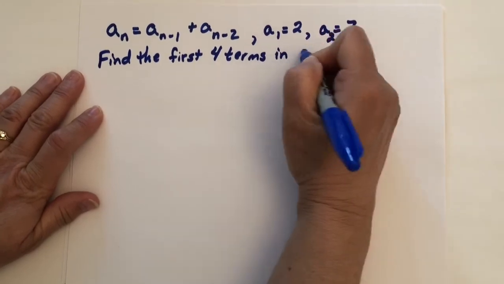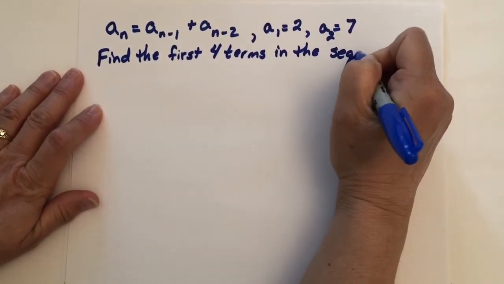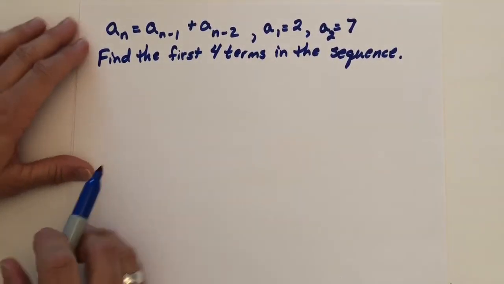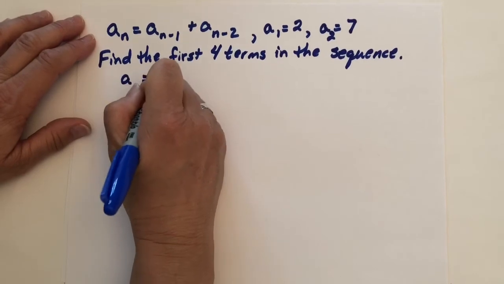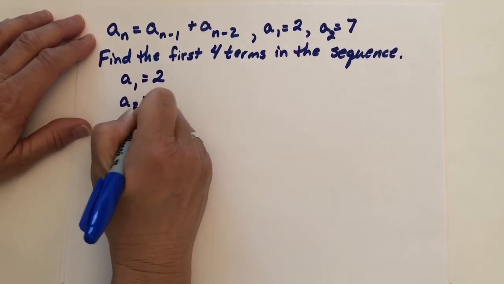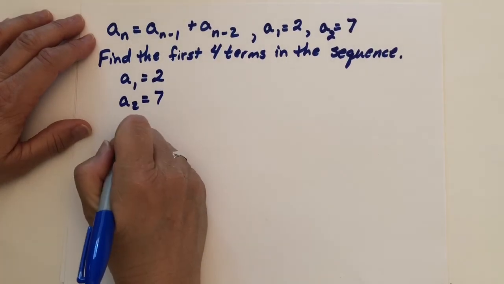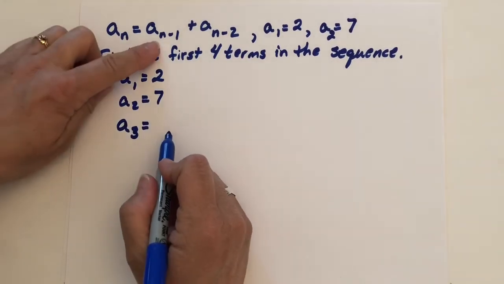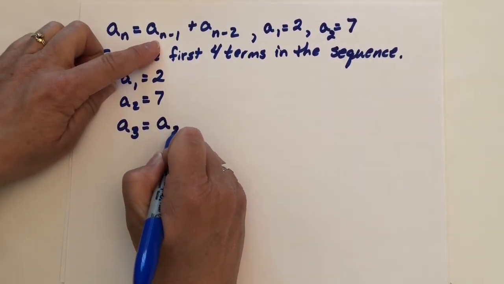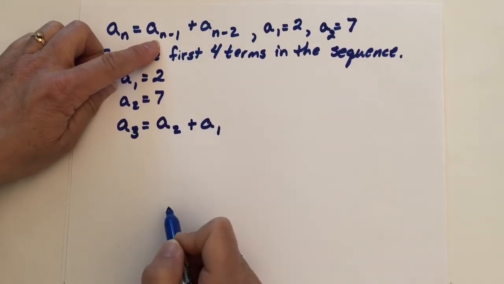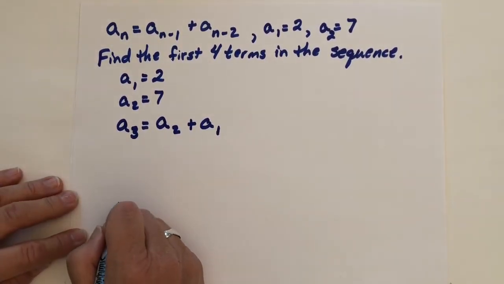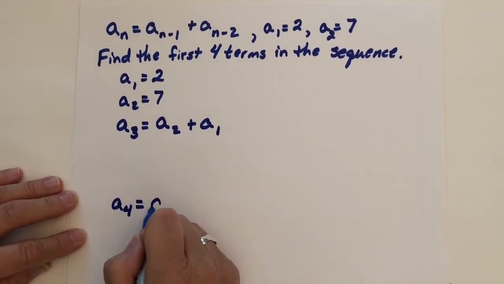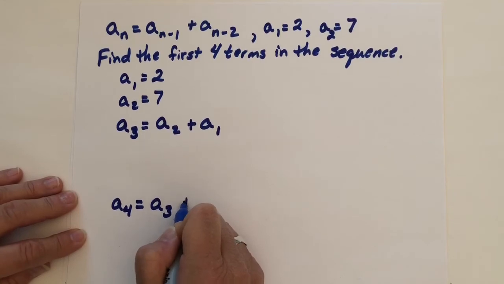in the sequence defined by this recursive formula. So the first term was already given to us. The second term was given to us. So here we go. The third term is found by adding the previous 2, the second term plus the first term. And let me come down here and write my formula for the fourth term. Then I'll be ready to go when I get there. It's found by adding the third term plus the second term.